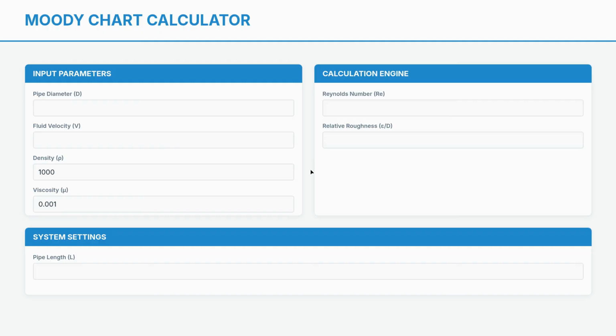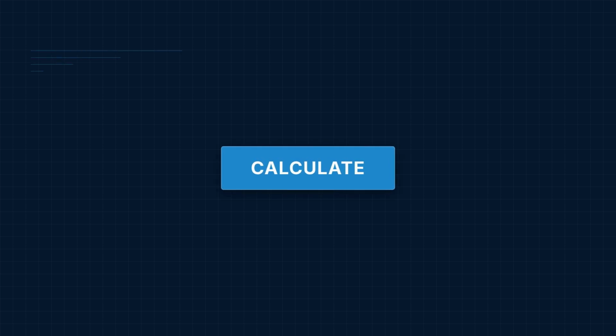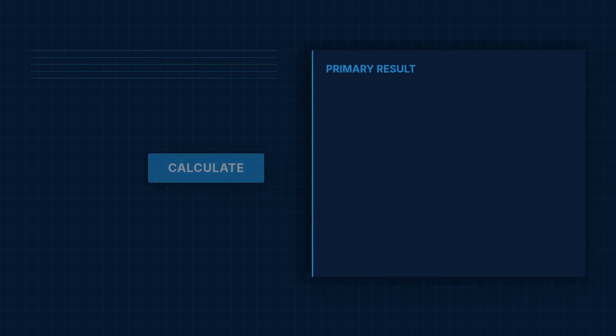For our example, I've entered Reynolds number equals 10, relative roughness equals 10, flow velocity equals 10 meters per second, pipe diameter equals 10 meters, keeping fluid density at 1000, and dynamic viscosity at 0.001, with pipe length at 10 meters. After clicking Calculate, the primary result shows F equals 6.400,000.